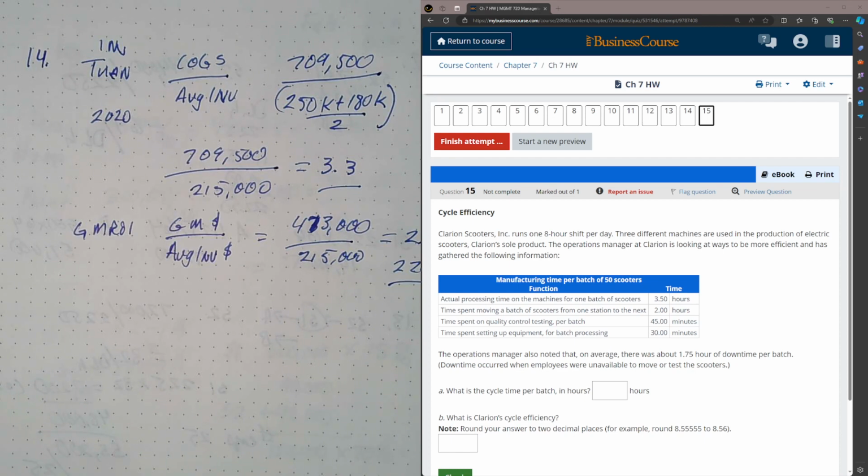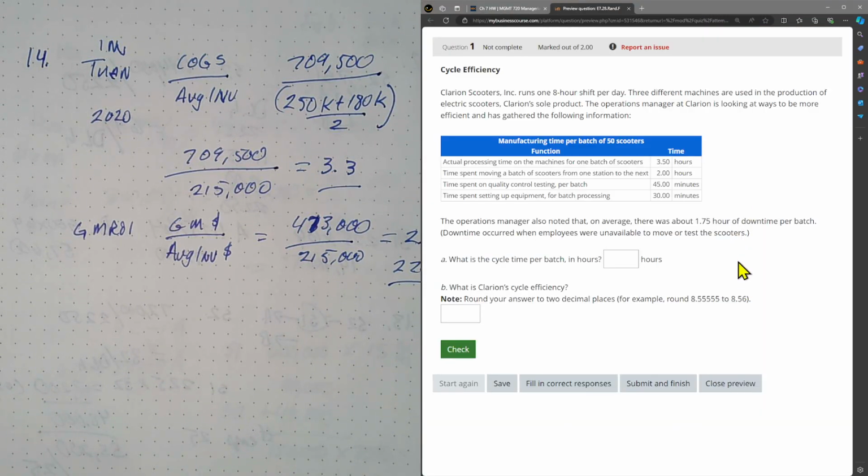Okay, last one. And this last one is about, remember we talked about reducing the cycle time? Well, here's a little bit of information about how to look at cycle time, or this last question is based upon that. So we run 8-hour shifts, 3 different machines. Remember, cycle time is divided up into moving, quality control, setting up, downtime. And now remember, processing time is the amount of time that we find to be useful.